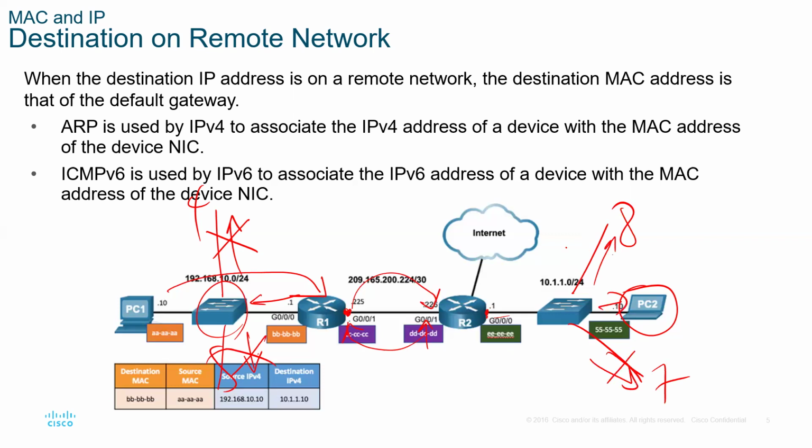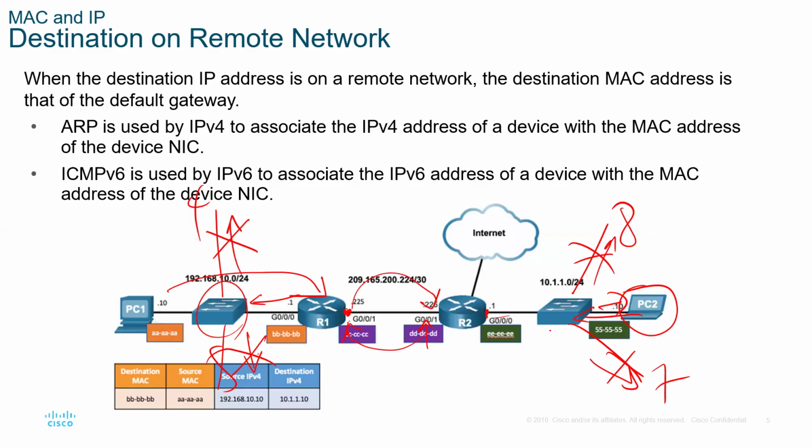This one drops, and only this one responds. And when this one responds, that's how we get the destination MAC, and the frame is sent to PC number 2 via the switch. Now, as I'm explaining, this is how attacks happen.